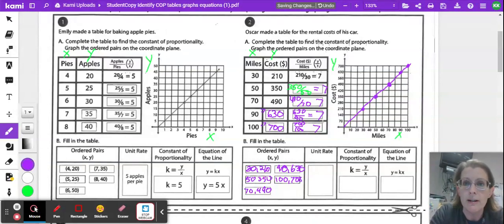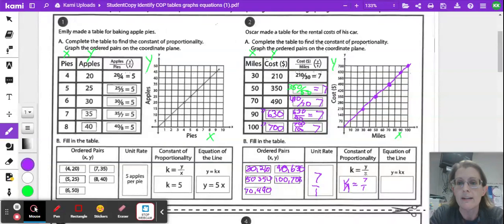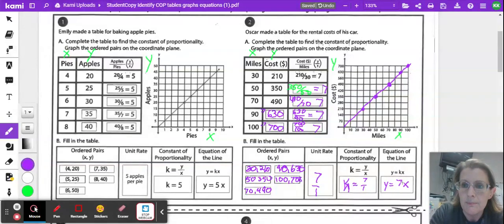So we found our unit rate already. Our unit rate is 7. You can put 7 over 1 or just 7. I'm okay with either one. And our K, our constant of proportionality, we already found up here a whole bunch of times. So our constant of proportionality is the same thing, 7 over 1. And I did write a K there. There we go. So our K is 7 over 1. And then we need to put our unit rate, our constant of proportionality, into the equation. And so we get y equals 7x.